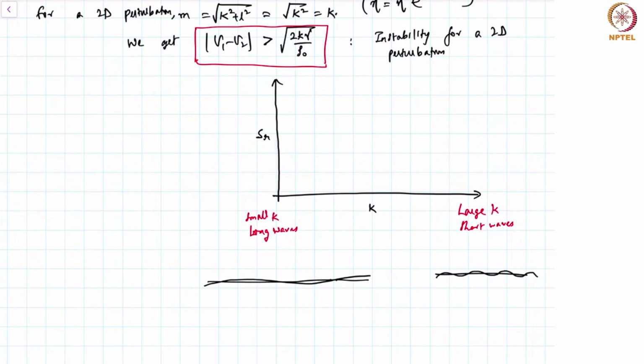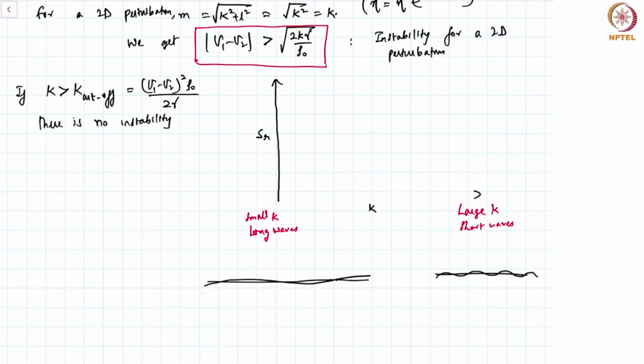So short and long should be interpreted in terms of a cutoff wavelength. What is the cutoff wavelength? We can write down, if k becomes greater than some cutoff wave number, which is essentially given by u1 minus u2 whole square into rho naught by 2 gamma, then the flow is stable, or rather there is no instability. If you look at this inequality, I can extract k from it, and it says that if you exceed k beyond that, then you will have no instability. So if you want an instability, k has to be less than k cutoff.